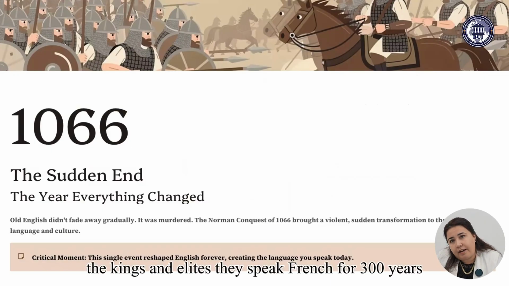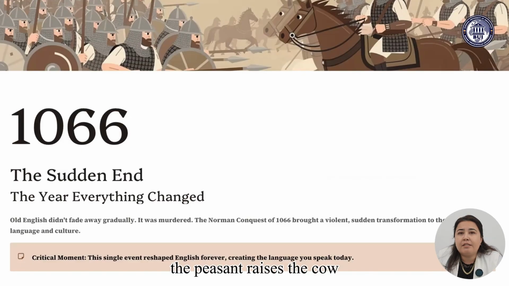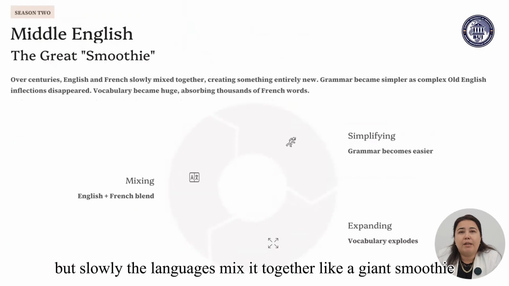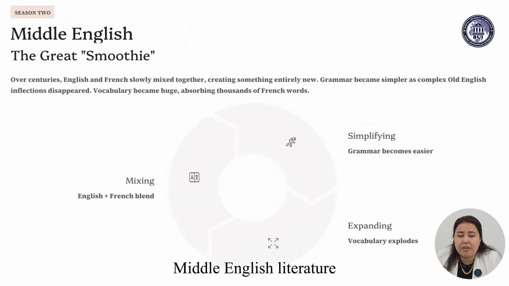The kings and elites, they speak French for 300 years. This is why we have cow in English and beef in French. The peasant raises the cow, the French lord eats the beef. But slowly, the languages mix together like a giant smoothie. This mixture gives birth to season 2, Middle English literature.